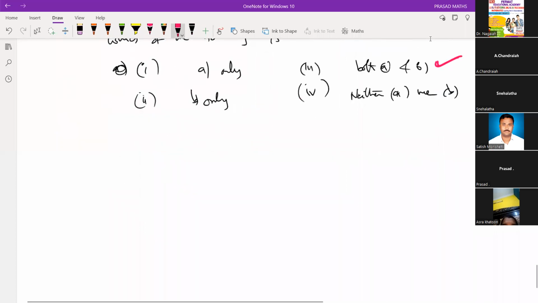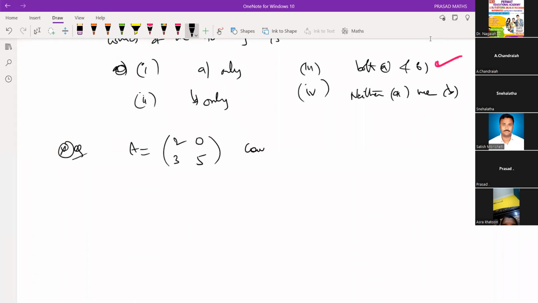Next, this question was also asked in JAM. Suppose A equals 2, 0, 3, 5 can be represented as P plus Q, where P is a symmetric matrix.